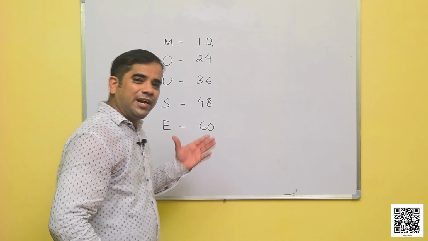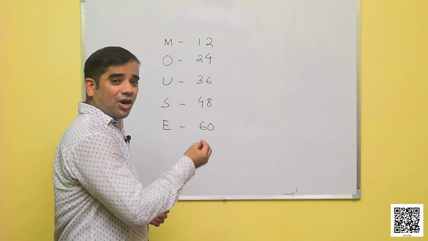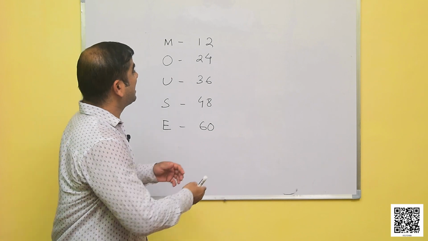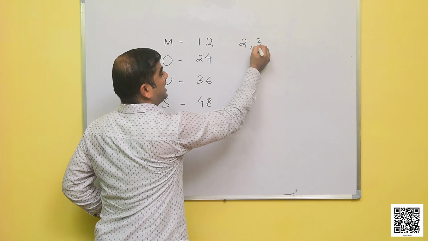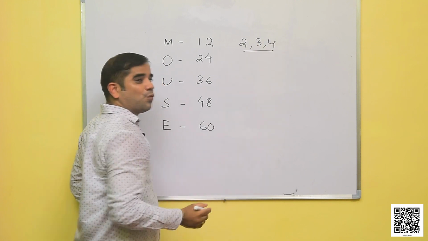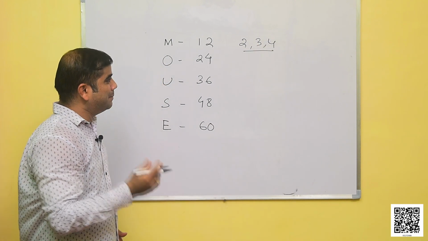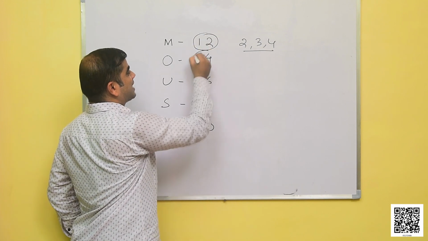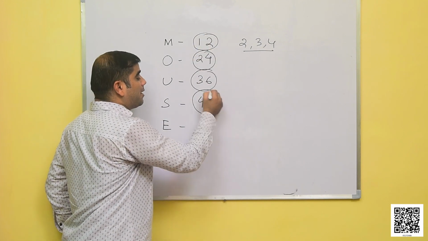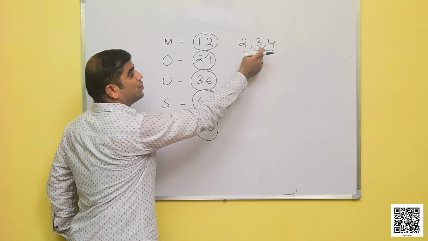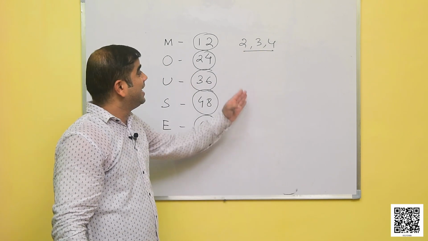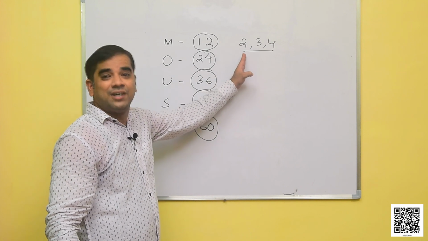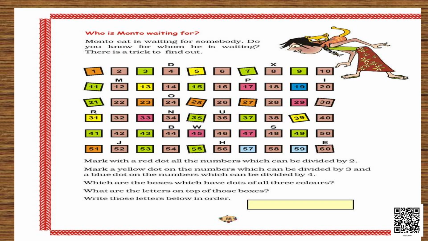So how did we find it? By putting dots. All the 3 dots lie on these numbers. The dots for 2, 3, and 4. So what does it mean? It means all these numbers are nothing but common multiples of 2, 3, and 4. That means these numbers lie in the table of 2, 3, as well as 4. You can check it by yourself, okay?